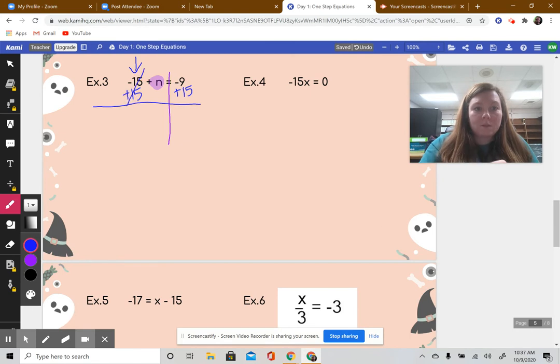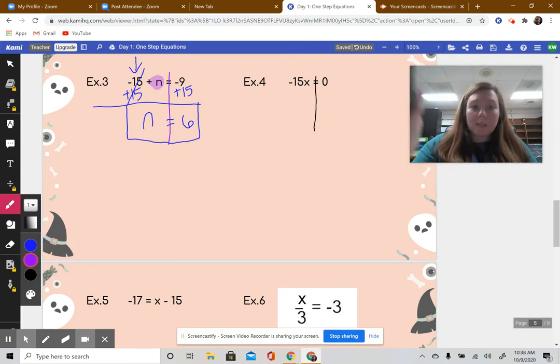Again, they cross off to 0, so I'm just left with n is equal to, now be careful, this says negative 9 plus 15. Negative 9 plus 15 is a positive 6. And that's all. Okay, let's keep going.